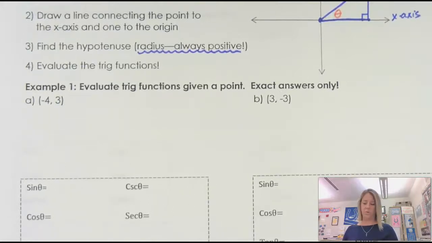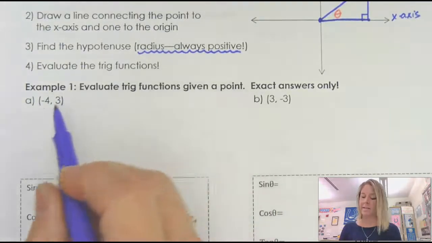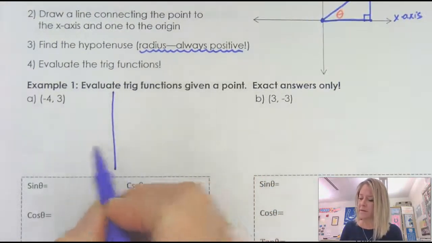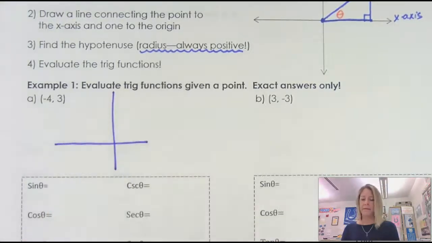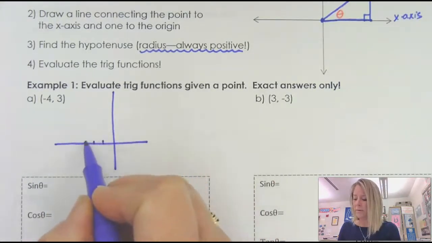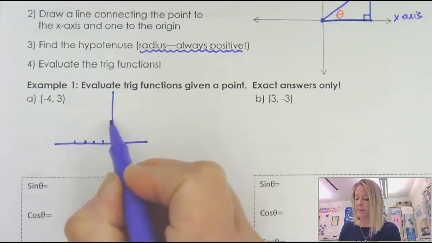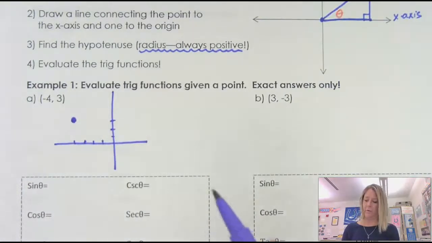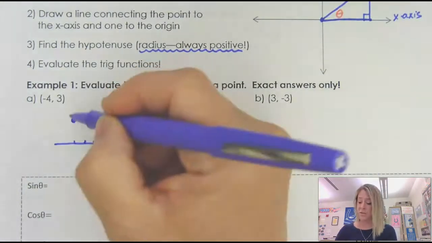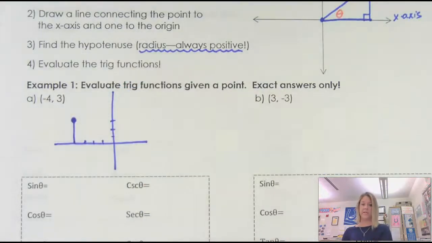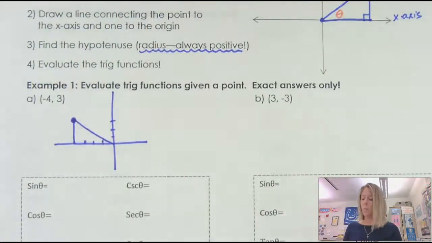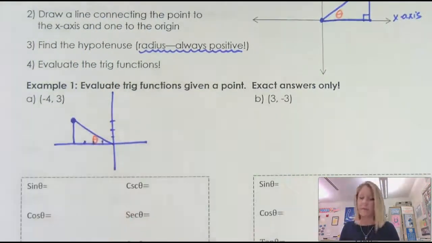First thing I'm going to do is make an xy axis here, and plot the point -4, 3. I'm going to go back 4, and I'm going to go up 3. You really don't need these tick marks there. So I plotted that point. That's the point -4, 3. Now I'm going to make this into a triangle. It's always going to touch the x-axis, and it's going to touch the origin. What we're looking for here is that theta. The little tick marks got in the way, didn't they?